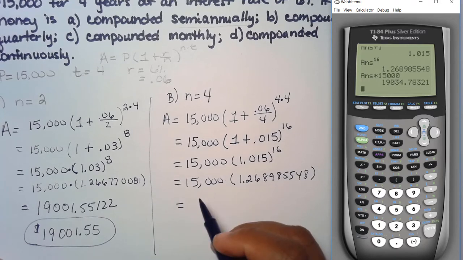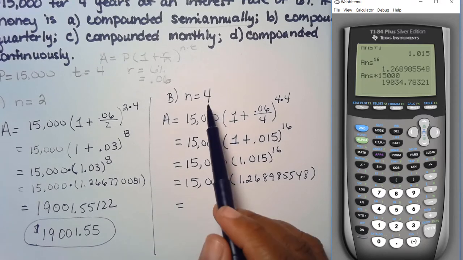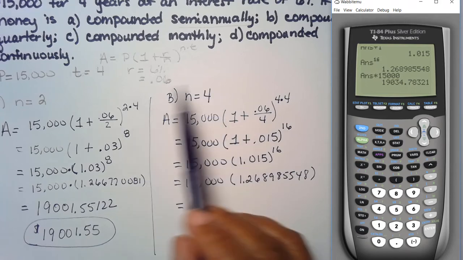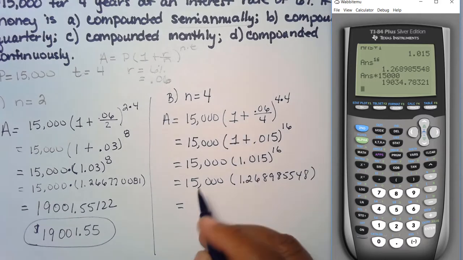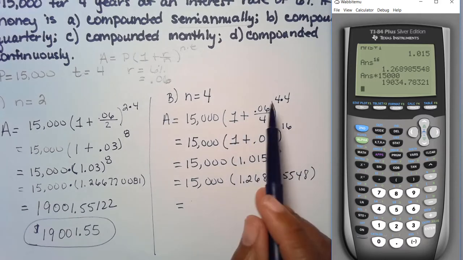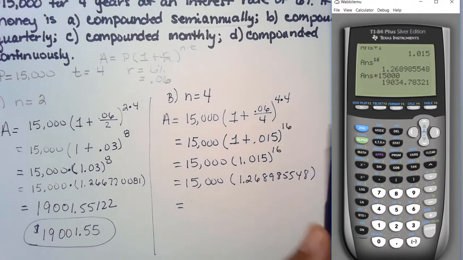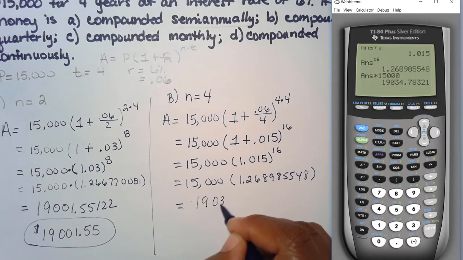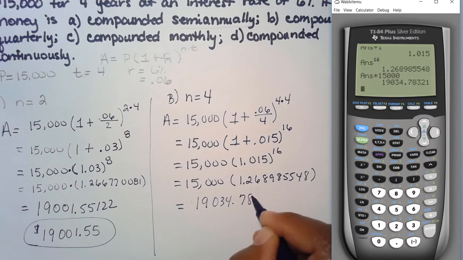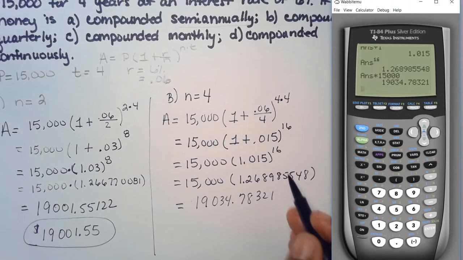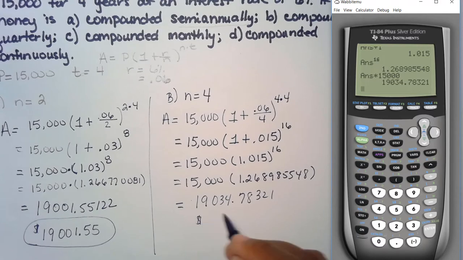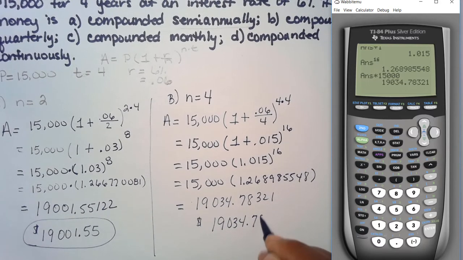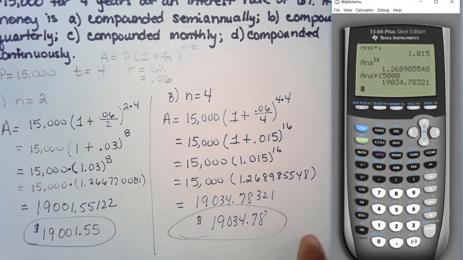So what happens if you invested your money 4 times per year, that's quarterly, and after 4 years you invested $15,000, and you're earning interest at 6%? You will have 19,034.78321. So you will have $19,034.78 at the end of 4 years.